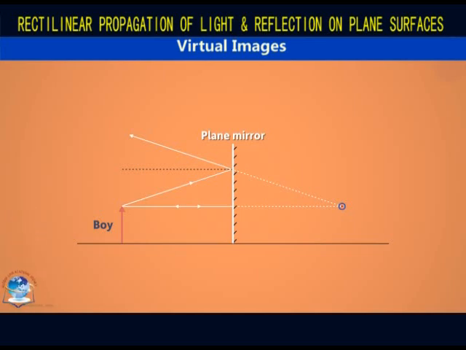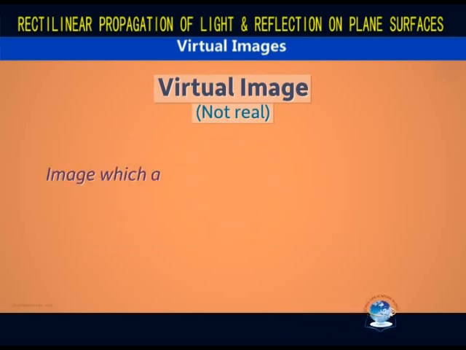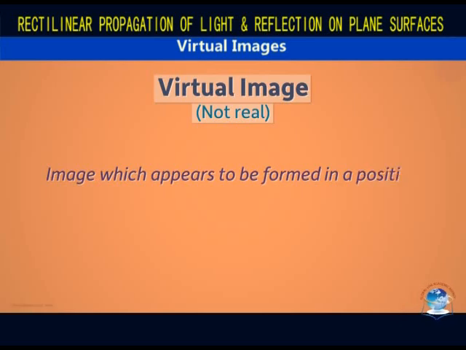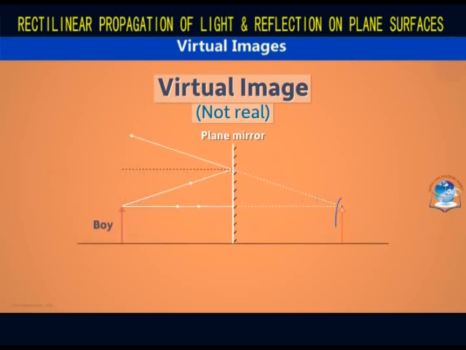Although it appears all the light rays are diverging from this point, in reality, there are no light rays behind the mirror. We say the image formed here is virtual. In other words, it is not a real image. A virtual image is one that appears to be formed in a position somewhere behind the mirror, but in reality, there is no image there. A virtual image is formed when light rays diverge after reflection from the mirror. All plane mirrors form virtual images.